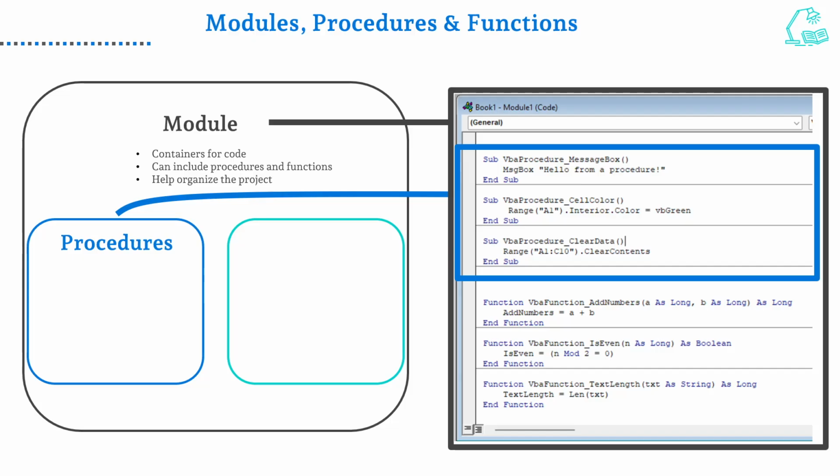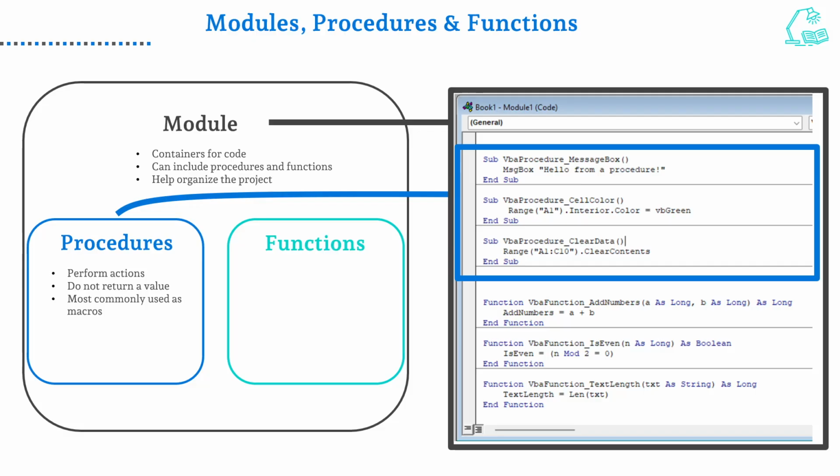Based on this, we can define a procedure as a piece of code that carries out a particular operation, such as displaying messages or modifying worksheet content, but does not return a result to the program. It is the most commonly used form of macro executed by the user to perform a desired action in Excel.